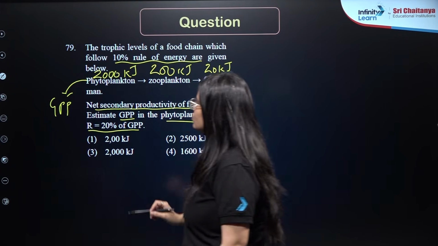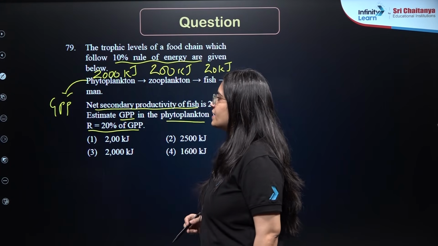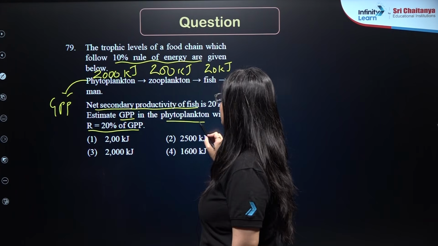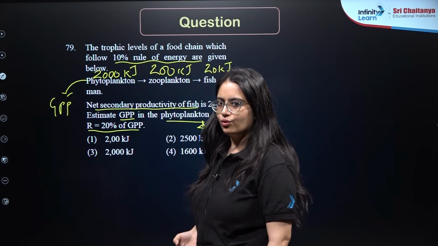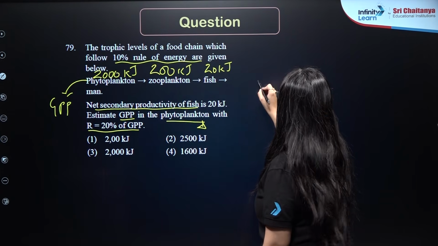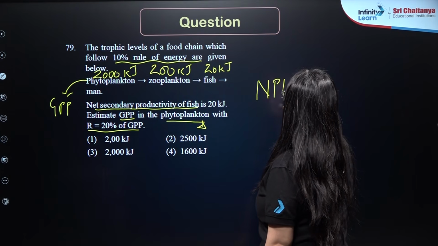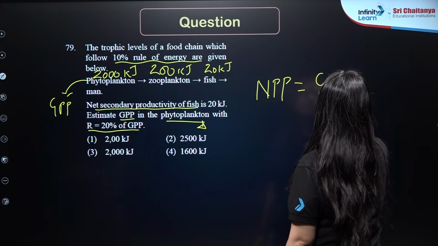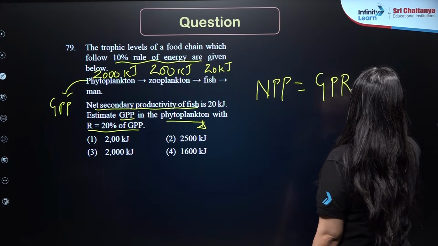Okay. So here the NPP, net primary productivity at phytoplankton level, will be 2000 kilojoule. But you have to calculate the GPP. So what is the equation? NPP, net primary productivity, equals GPP minus R.